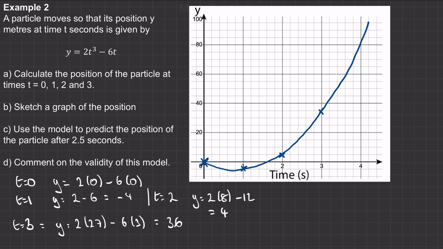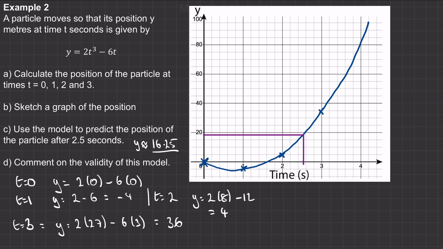Okay, so for part C, use your model to predict the position of the particle after 2.5 seconds. Okay, so t equals 2.5. So we'll draw a line from t is 2.5 up to the curve, and then we'll go from the curve horizontally across to the y-axis. So this will give us y is approximately 16.25.